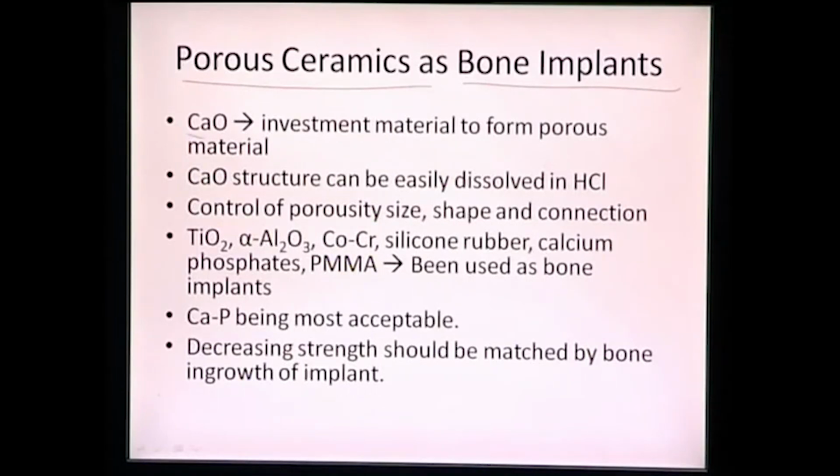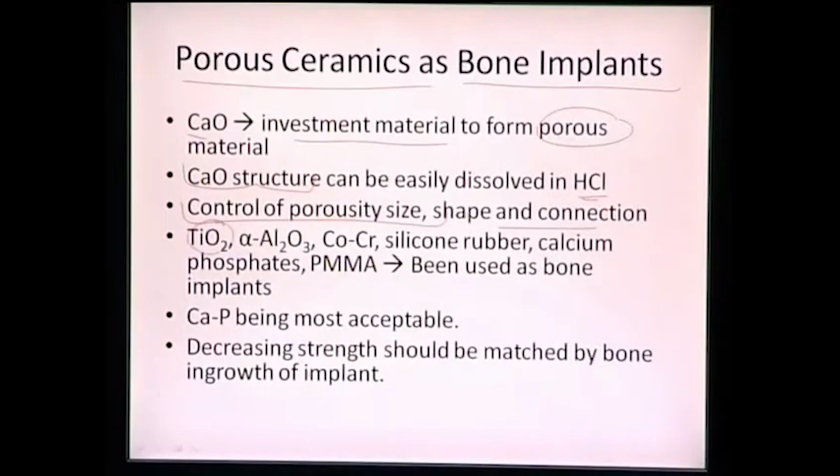First of all, we can utilize calcium oxide, which can form an investment material to form a porous material. So we can have some calcium oxide phase, and that will serve as a scaffold, and then we can easily dissolve that CaO structure in HCl, and now we can control the porosity size and the porosity shape. We can mix calcium oxide with another material or another ceramic as a combination, and the size of the calcium oxide will decide what kind of porosity we get, how well connected it is, what the size of the porosity is, and how the pores are distributed. All those things we can control with calcium oxide, and then the calcium oxide can be dissolved via HCl, or hydrochloric acid, and what remains is an overall structure which is highly porous.